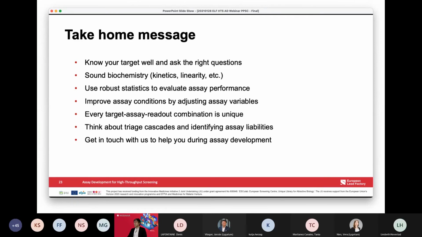Use robust statistics to evaluate assay parameters, and you can improve assay conditions by those variables that I mentioned. And I showed you also some examples that every target assay readout combination is unique, and it should be treated as such. And it would be very good if you already identify assay liabilities and think of what triage cascade you might need to employ down the road to identify high quality leads. And if you have any questions, we are very happy to help you during assay development. Feel free to get in touch with me directly or with colleagues at the Ligature.